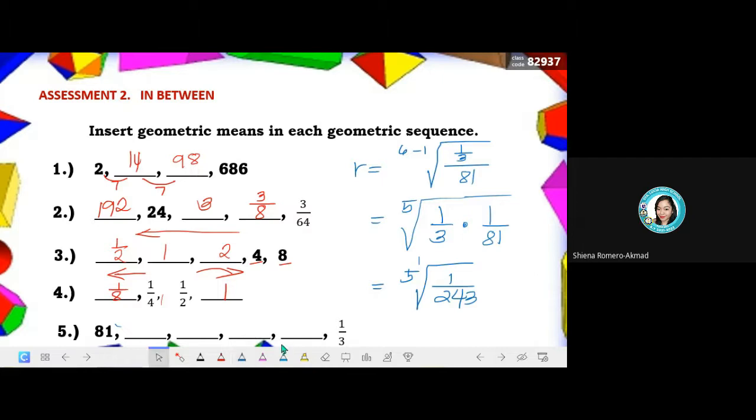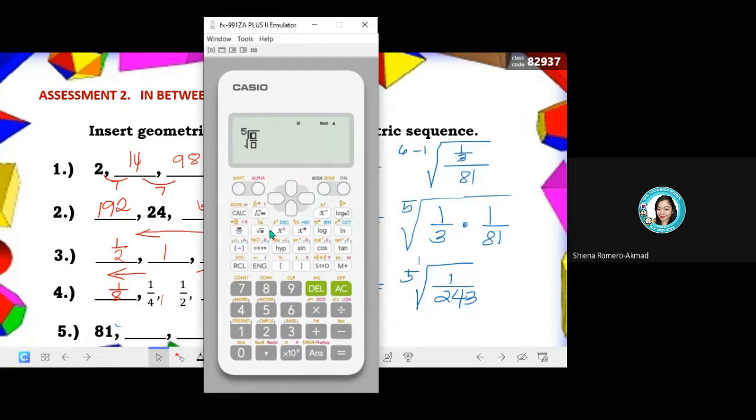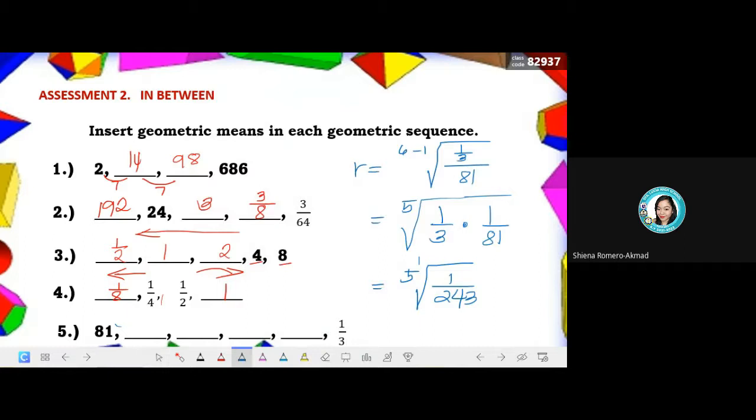So, para makuha natin yung fifth root niyan, all you have to do is to shift and then ito. May makikita kayo, yan, may symbol siya dyan. May box siya dun sa root. Lagay nyo dyan 5. Tapos sa loob, since fraction, lagay natin 1 over 243. Tapos equal natin. So we have 1/3 as the answer. So, madali kapag may calculator kayo. So, we have R is equal to 1/3.